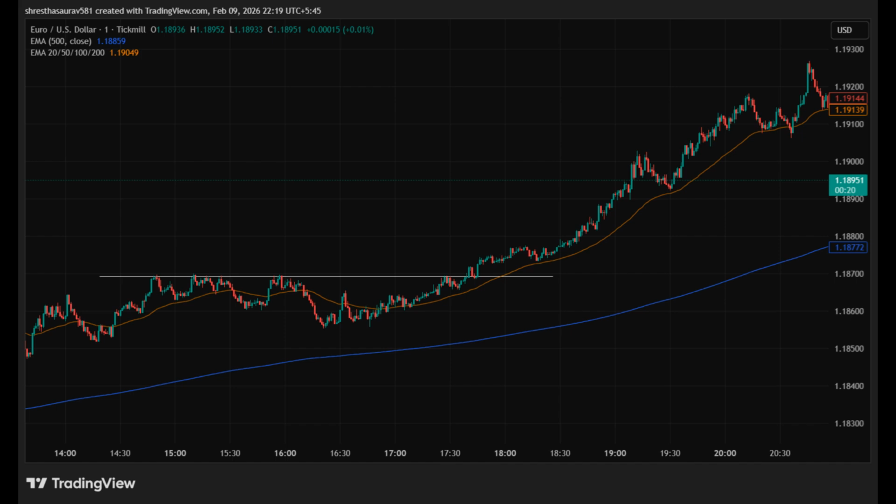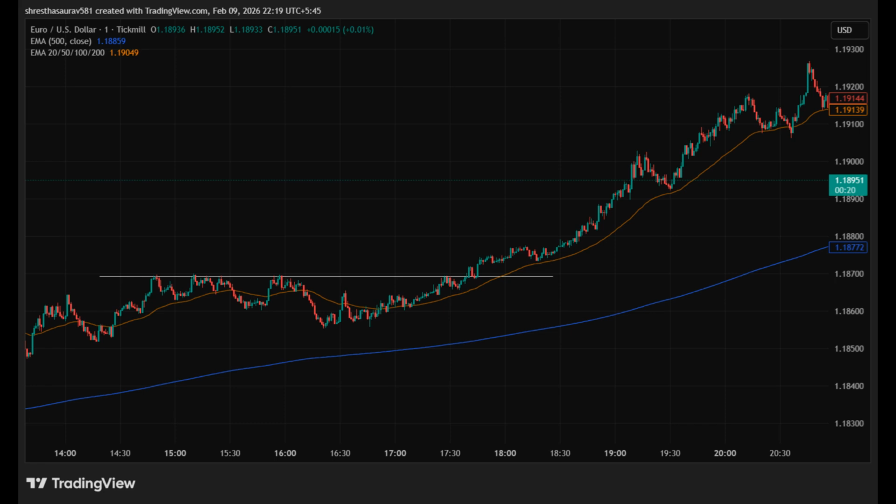Based on the chart of the EURUSD pair, here is a brief breakdown. The price is in a consistent uptrend, staying well above the long-term 500 EMA, blue line, and the shorter-term EMAs. After a period of consolidation around the 1.18700 level, indicated by the horizontal gray line, price successfully broke out and used the EMA as dynamic support to climb higher.